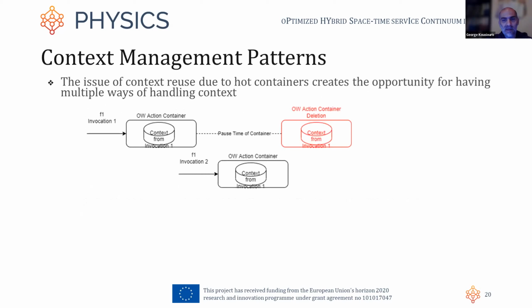Also, we have another set of patterns, an issue that is very tricky in the case of function as a service. In function as a service, especially for OpenWhisk, there is the concept of hot containers, meaning that once you have a function invocation, the container is launched, it executes the function. Any context that has been created during the first invocation remains in the container. The container itself is paused for some time so that if a new function invocation comes for the same function, then it reuses the same container.